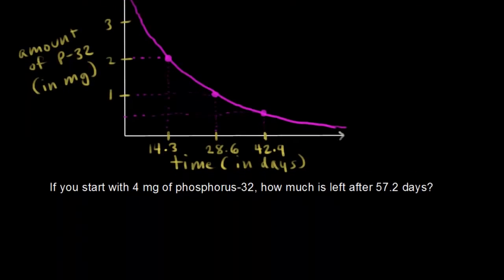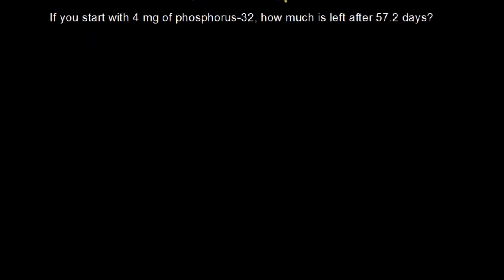All right, let's do a very simple problem here. If you start with 4 milligrams of phosphorus-32, how much is left after 57.2 days? So if you're waiting 57.2 days, well, the half-life of phosphorus-32 is 14.3 days. So how many half-lives is that? 57.2 days divided by 14.3 days gives us how many half-lives, and that's 4. So there are 4 half-lives. So we're starting with 4 milligrams.